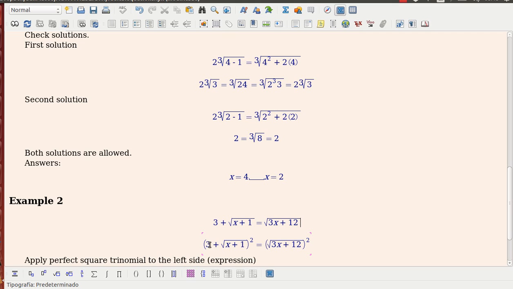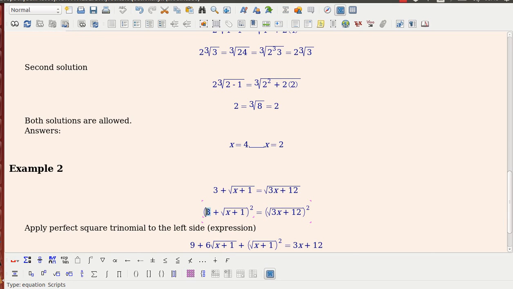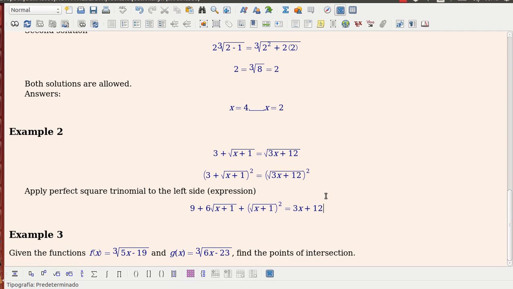And as you can see here, we have a perfect square trinomial. 3 will be a, square root of x plus 1 is b. So apply the perfect square trinomial to the expression on the left side. A, 3 to the second power, 9, plus 2 times a, 6, times b, square root of x plus 1, plus square root of x plus 1 to the second power equals, we get rid of the root, 3x plus 12.